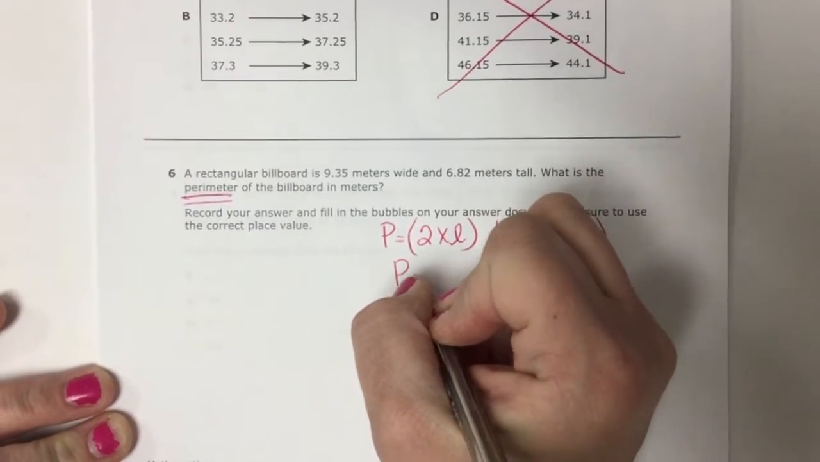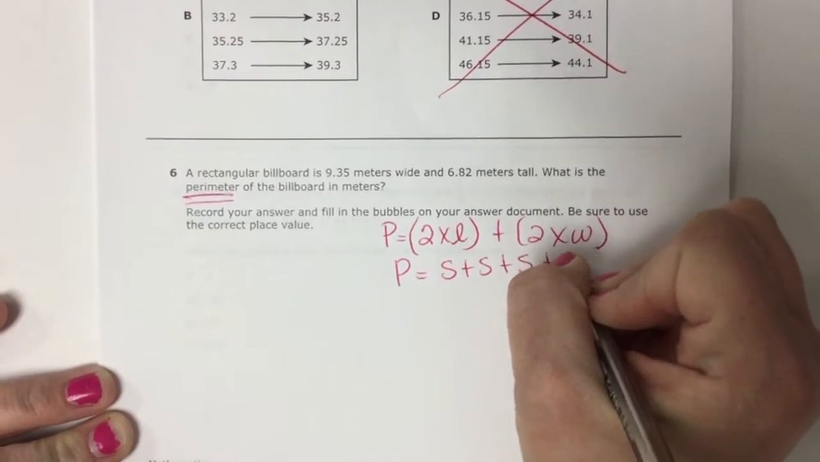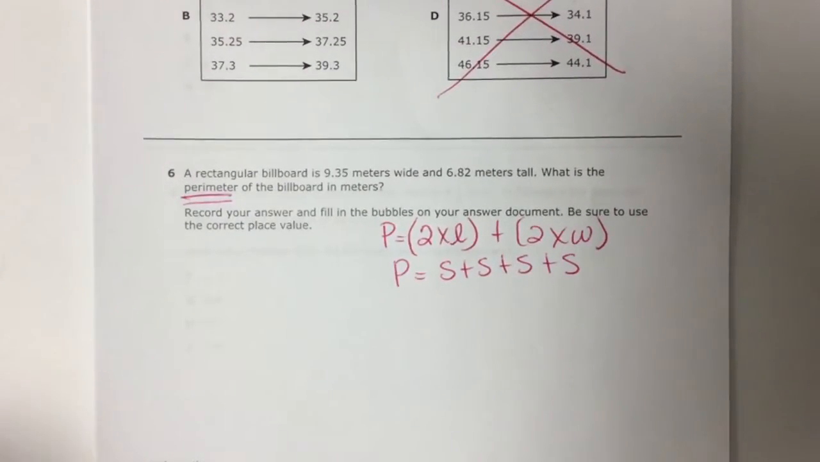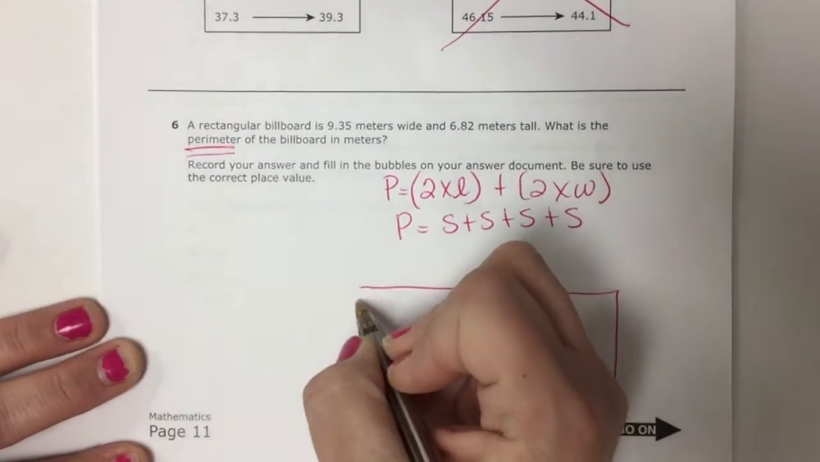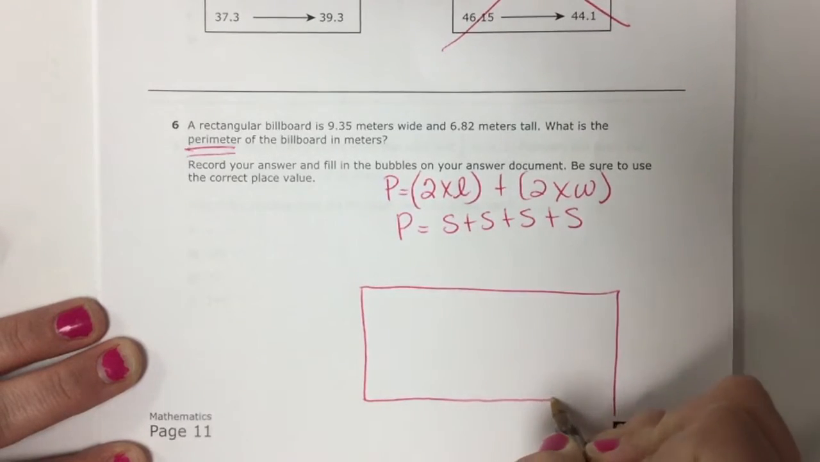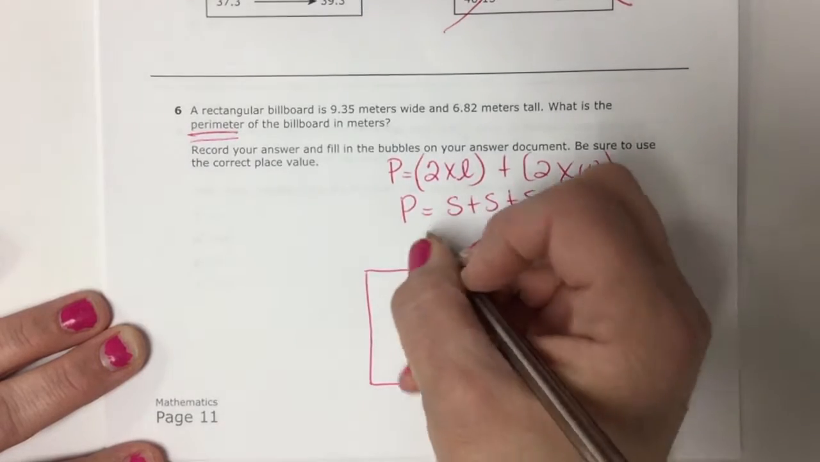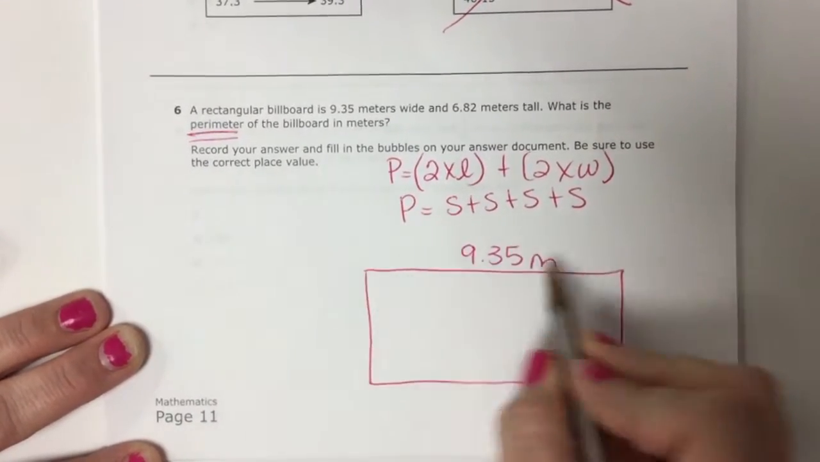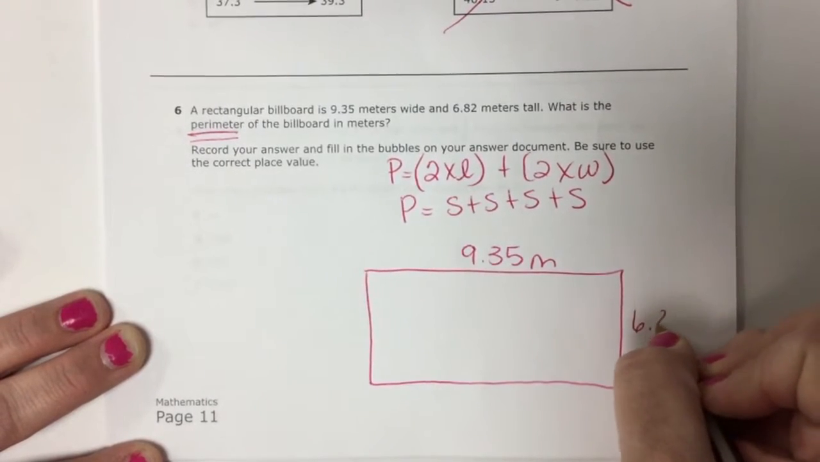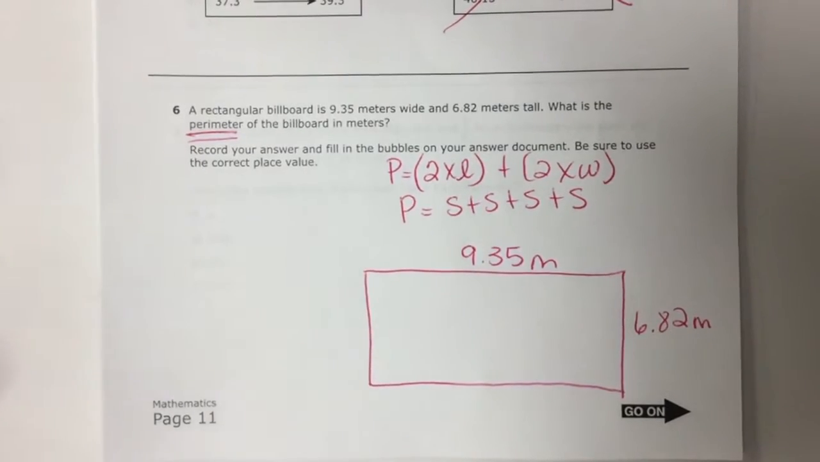You can also say perimeter equals side plus side plus side plus side, right? Remember with perimeter, all you do is you're adding up the numbers that go around, right? So I'm going to draw my picture to help me out so I don't mess up anything. So there's my rectangular billboard. It is 9 35/100 meters wide, okay, and 6 82/100 meters long or tall. Okay, so here's the problem.